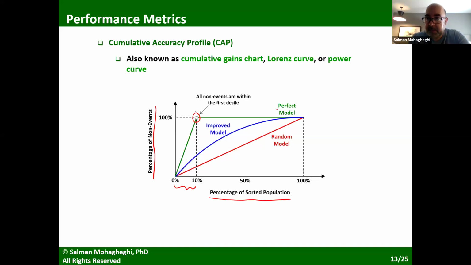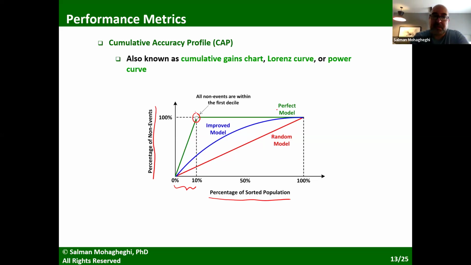What about a random model? A random model, again, imagine a data instance comes in, you toss a coin. If it's head, you say class positive. If it's tail, you say class negative. Let's say you look at the first 10% of your population. How many of them are non-events? It's a random model. So 10% of non-events happen to be in the first 10% of the scores. 20% of the non-events happen to be in the first 20% of the scores because there is no rhyme or reason to this classifier. 30% of the non-events occur in the first 30% of the scores.